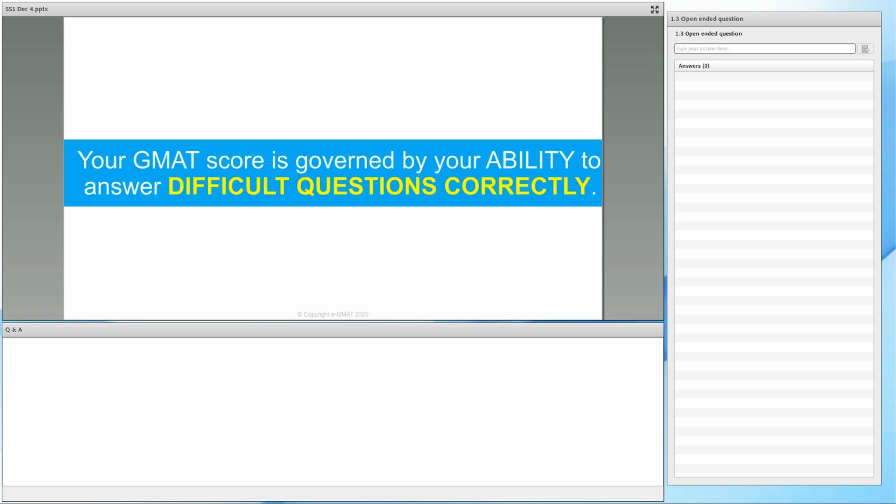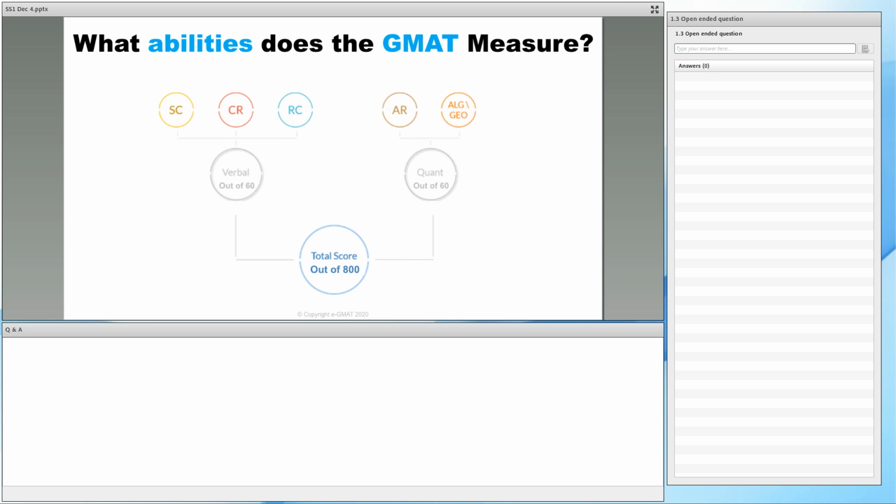Now the question then is, what abilities does the GMAT measure? On the GMAT, you have 5 ability scores. Everyone worries about the score out of 800, 740, 750, 760. That score out of 800 is an outcome of a bunch of things that you do. It's composed of your verbal score as well as your quant score, both of which are scored out of 60, and which also have a corresponding percentile number out of 100.